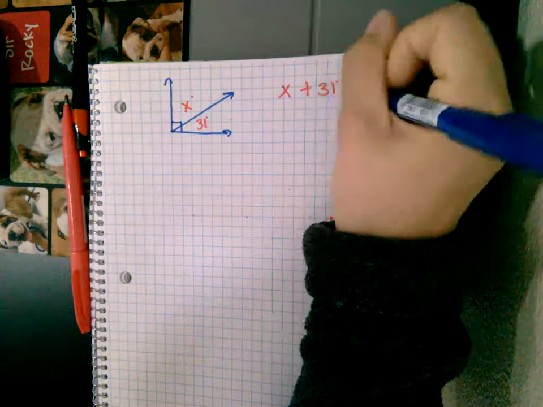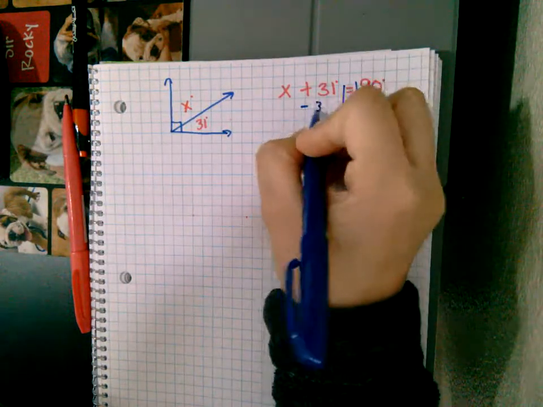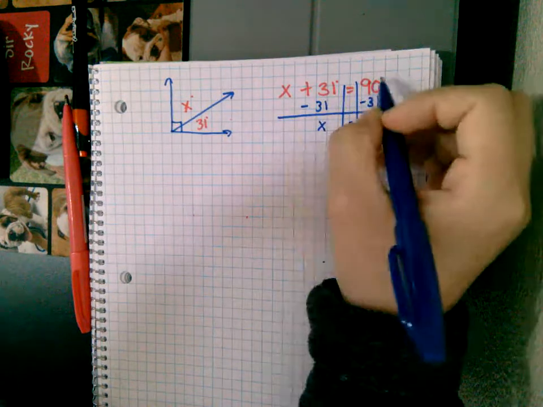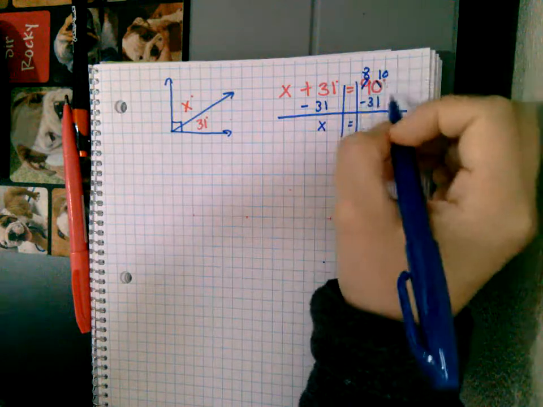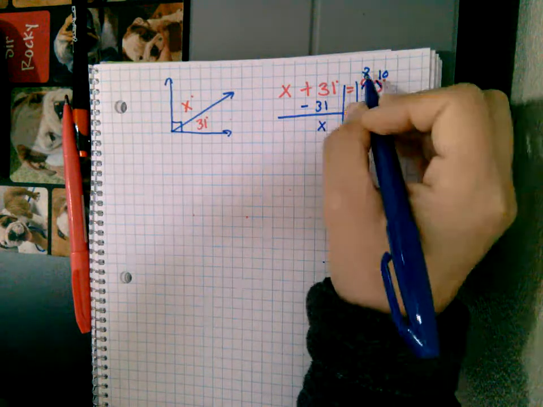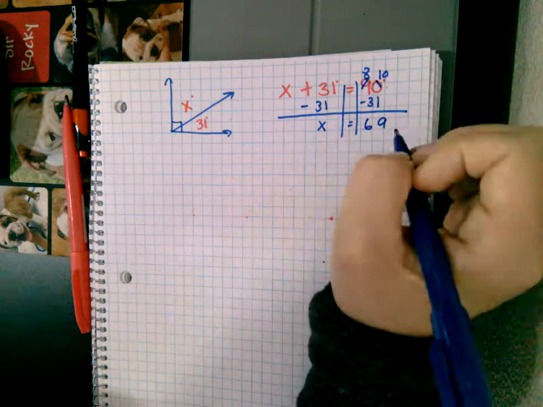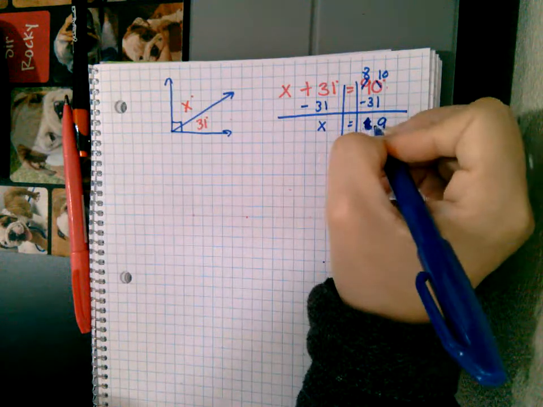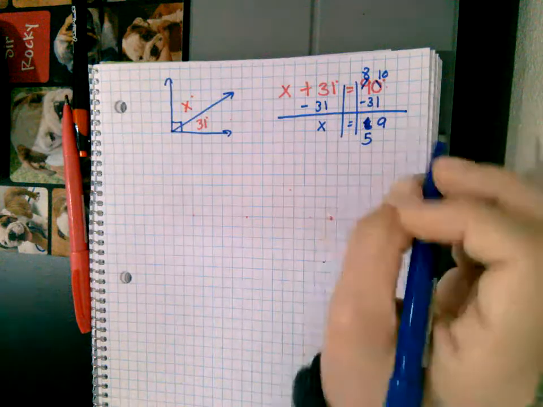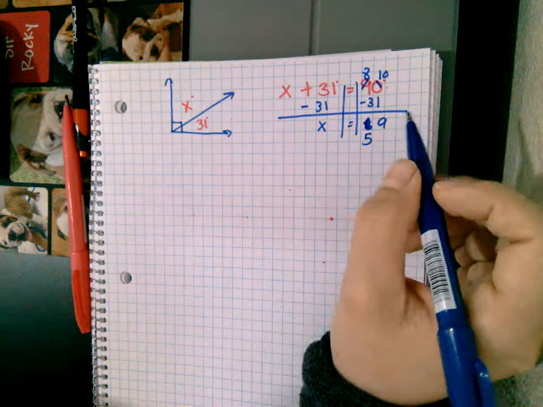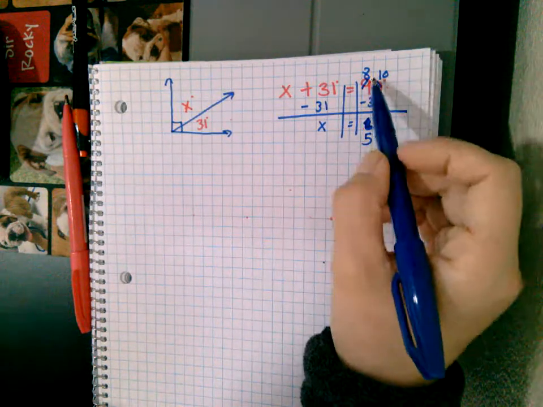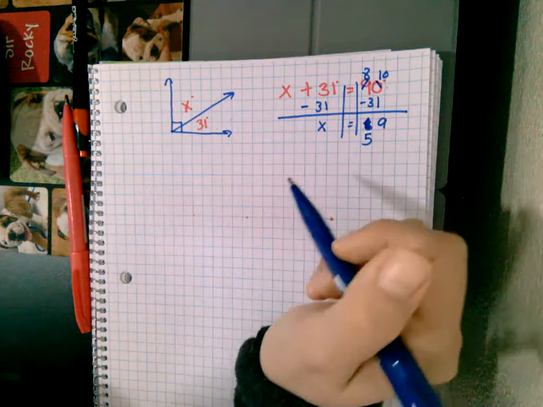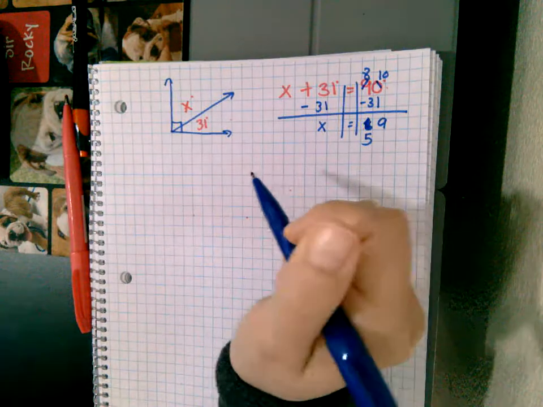So draw your bars, minus 31, minus 31. So x is equal to 90 minus 31. 10 minus 1 is 9, 8 minus 3 is... wait, I did that one wrong. Make sure you bar it correctly. Make sure you use the correct numbers. 8 minus 3 is 5. So x is 59 degrees. And that's it. That's all you have to do.